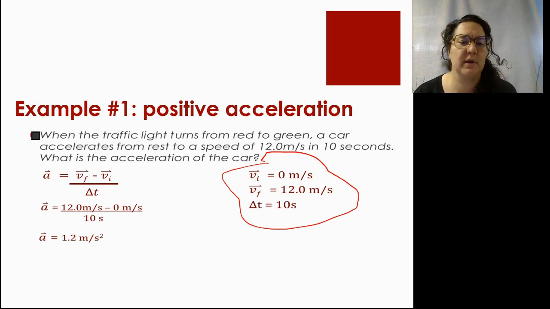So here's our formula for acceleration, and this is in your data booklet. Now we're putting in our data, so 12 meters per second final velocity minus 0 meters per second initial velocity divided by 10 seconds gives us an acceleration of positive 1.2 meters per second squared.